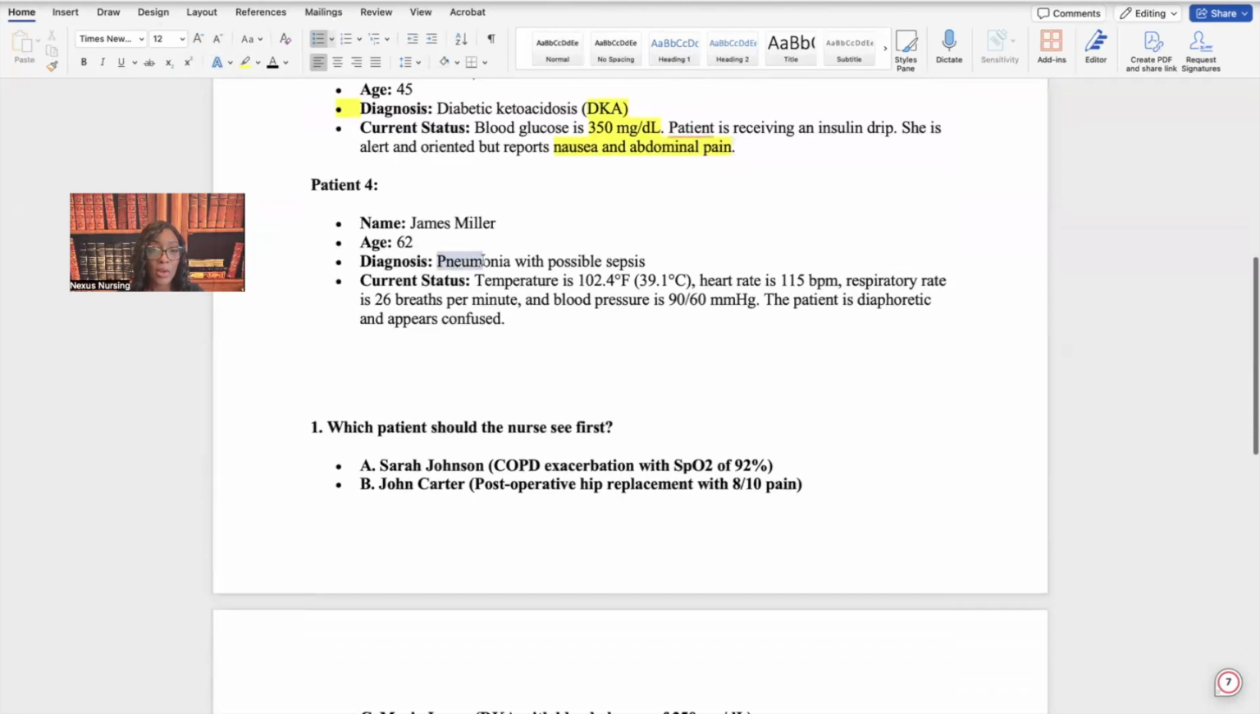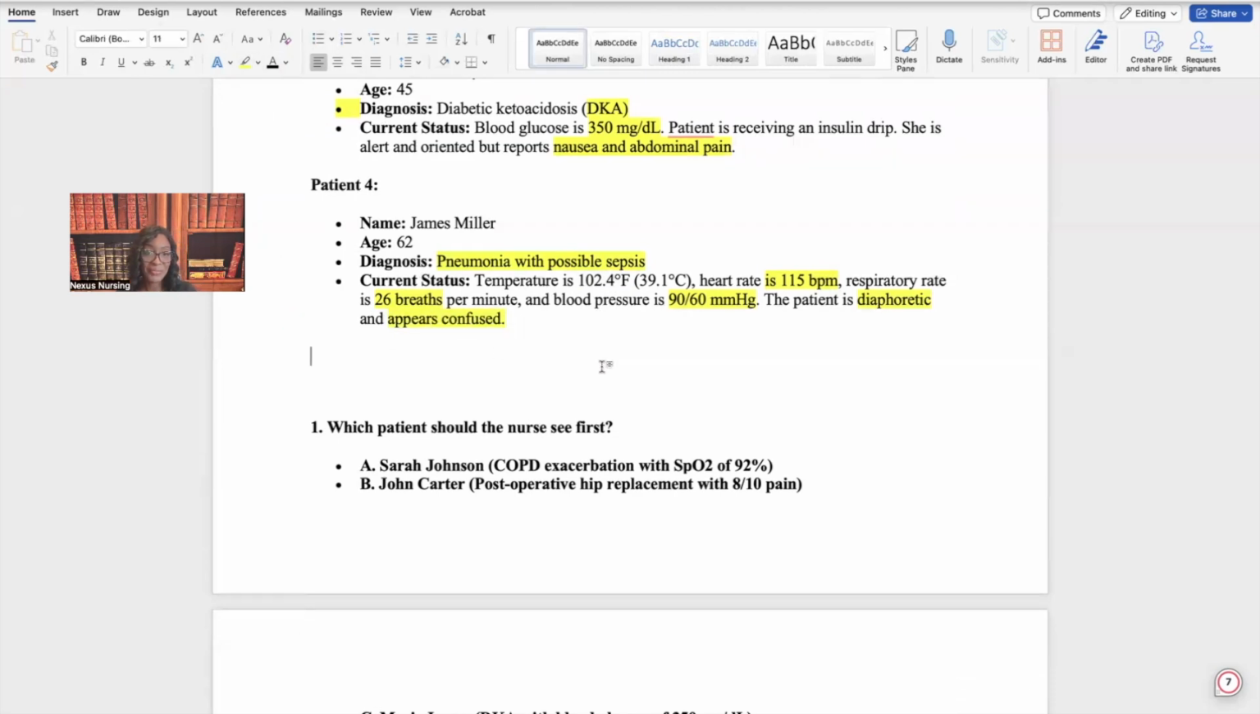Last is James Miller. Let's highlight what's going on with him. Pneumonia is an infection of the lung with possible sepsis. This thing could have gotten into the bloodstream and it's all over. We're highlighting that. Increased temp, increased heart rate, increased respirations, low blood pressure, diaphoretic, confused.